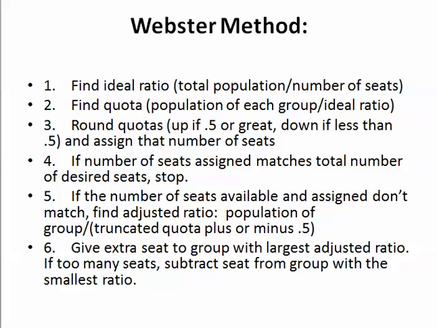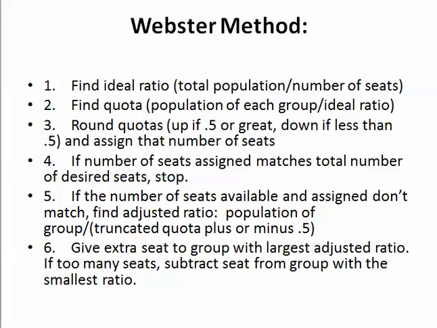We're going to add them up and see if it gives us the number of seats we want. And if it does, then we're done. We're going to stop there. But often what happens in the Webster method is that our seats assigned are actually too many. So if the number of seats available and assigned don't match, again, we're going to find the adjusted ratio. But this time, we're only changing our quota by 0.5.